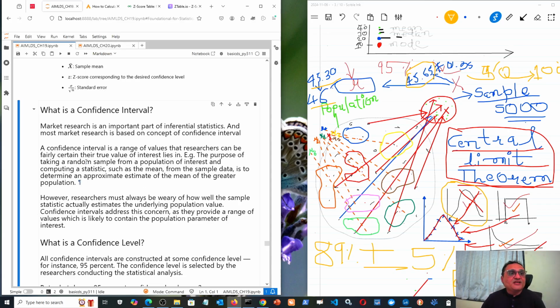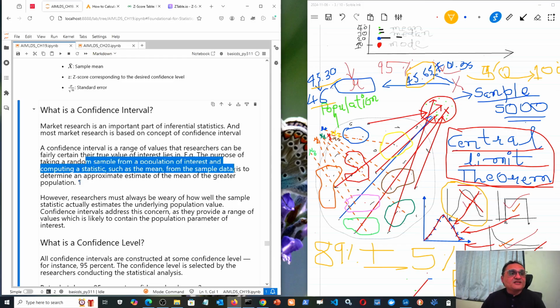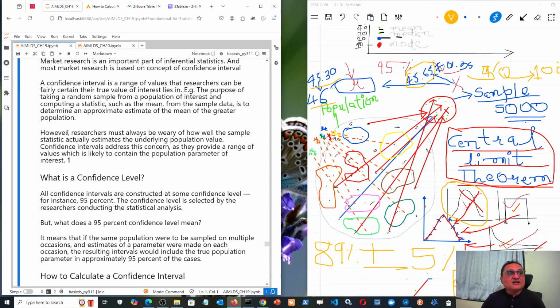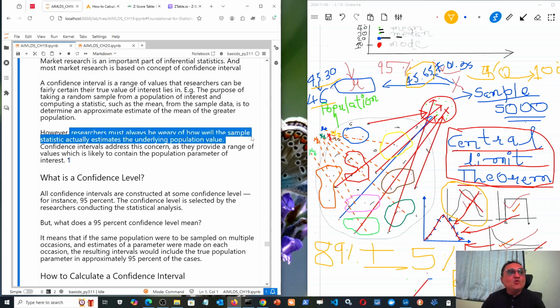So the purpose of taking random sample from a population of interest and computing any statistics such as mean, variance, etc. from the sample data is to determine an approximate estimate of the mean of the greater population. However, the researcher must also be wary of how well the sample statistic actually estimates the underlying population value, because as I said, it is not the case that the sample mean is exactly the same as the population mean. Some range of inaccuracy will always come.